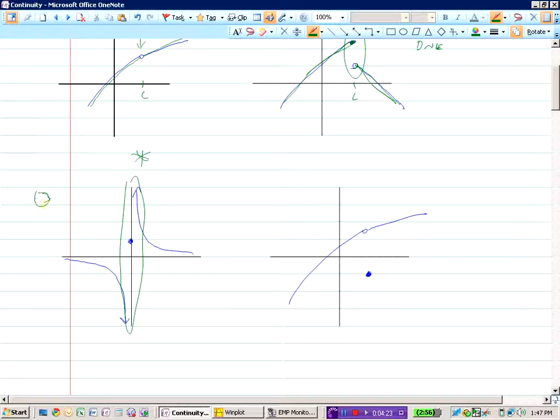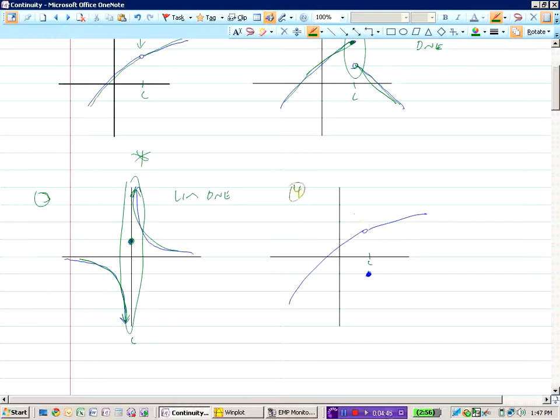Looking at graph number 3, does f of c exist? Let's make these values c. Yes, right here. Does the limit exist? No. When I approach from the left, it's going to negative infinity. When I approach from the right, it's going to positive infinity. So here again, the limit does not exist.